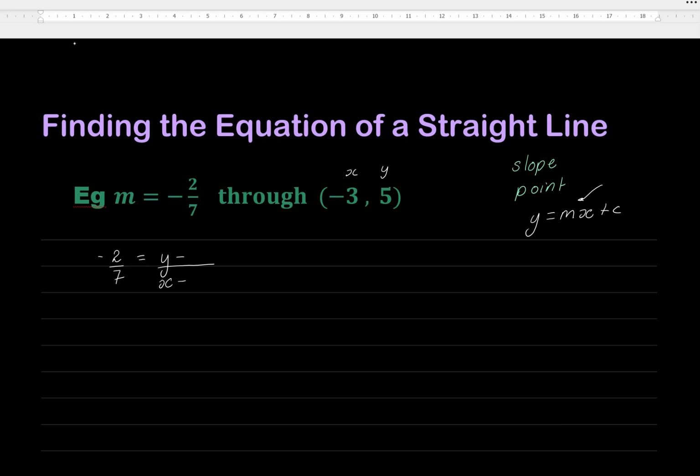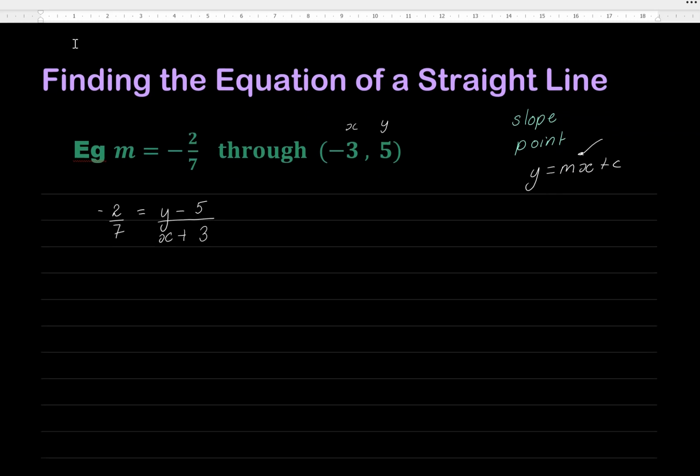That's my y, that's my x, so it's y take 5, and then x take 3, so that becomes plus 3. You might think this is not good, you've got fractions all over the place, but to get rid of these fractions now, all we have to do is cross multiply. So we're going to go minus 2 times x plus 3 equals 7 times y take 5. Okay, and now expand your brackets, minus 2x take 6, right? You're doing your good old expansion. And do the same on the other side, so we get 7y take 35.